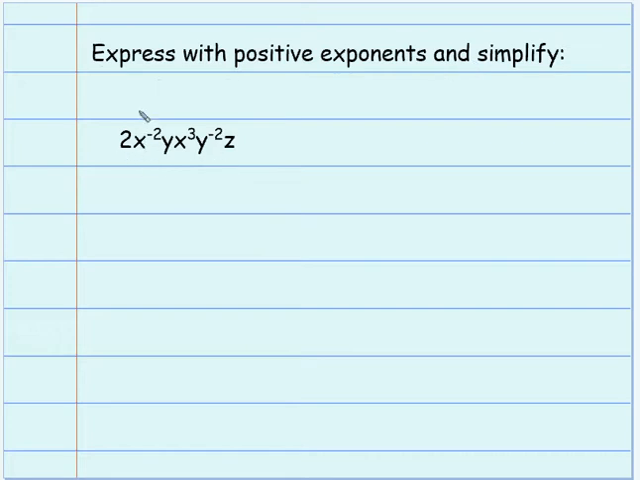Okay, first thing you should notice is that there's no symbols in between these. There's no operation indicated, and that means we're multiplying. So we're going to write this as 2. Okay, so the 2's in the numerator. I see some negative exponents, so I'm going to put a fraction bar, because I'm going to have a 2 in the numerator.